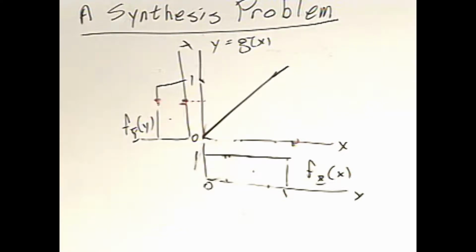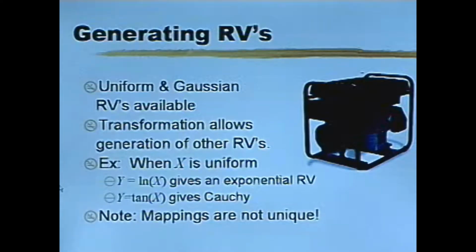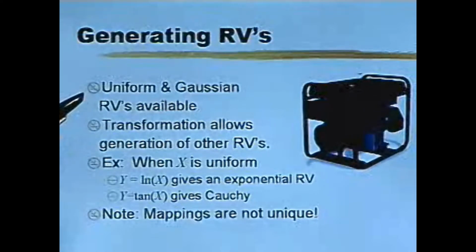Okay, let's return then to the overhead. Typically, in processing software such as MATLAB, we have available to us either uniform or Gaussian random variables. The transformation allows generation of other random variables, so this is where synthesis comes in. You're given a uniform or a Gaussian and you want an exponential, a Laplace, a gamma, some other density function. What do you do to that random variable in order to generate it?